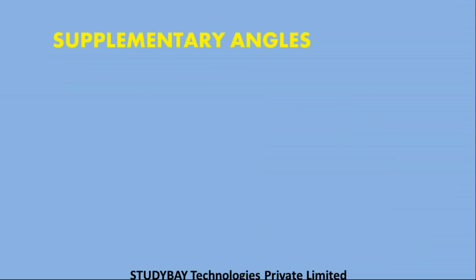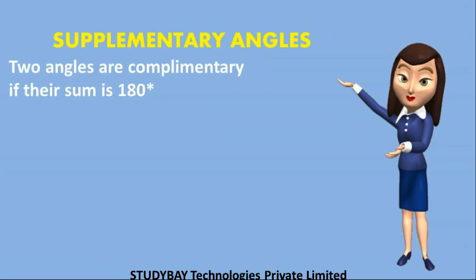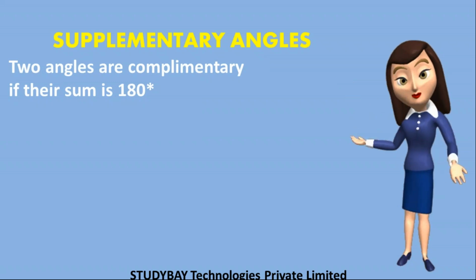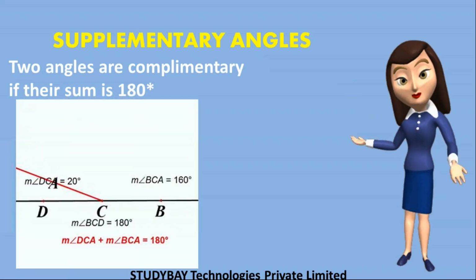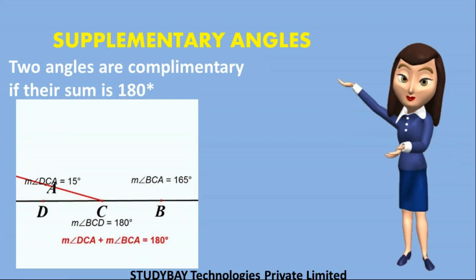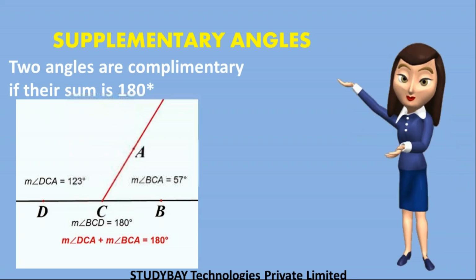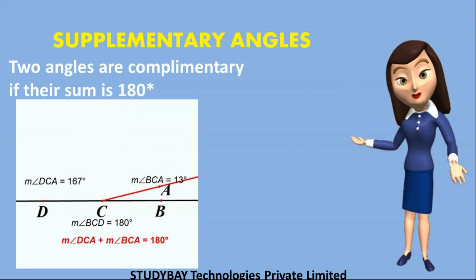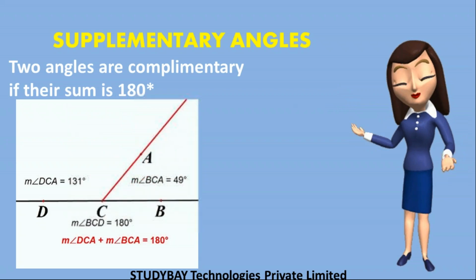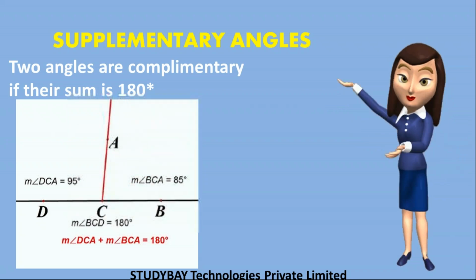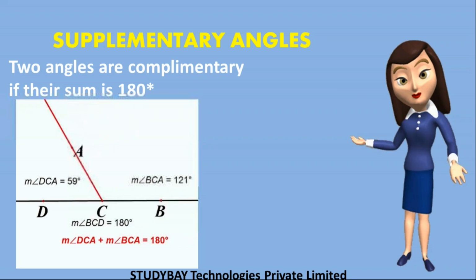Similarly, we have supplementary angles. Supplementary angles are those angles whose sum is 180 degree. You can see here we have angle BCD equal to 180 degree, obviously because this is a straight line, and we have angles BCA and DCA, and their values are constantly changing, and their sum is 180 degree because these are the supplementary angles.